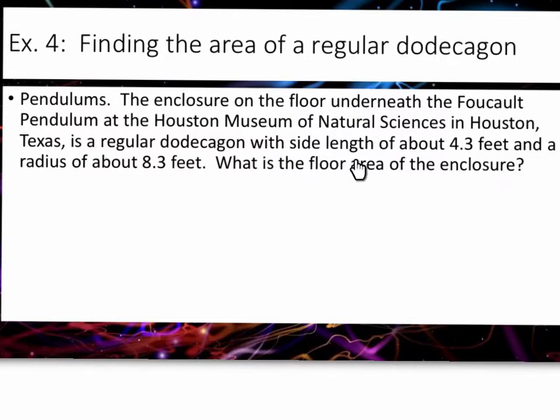So, let's see. They gave us a side length of 4.3 feet. That is awesome, because if I know a length, then I can find the perimeter. And then they gave us a radius of about 8.3 feet. So, if it's the radius, usually that ends up being our apothem as well. So, let's go ahead and take a look. Let's see if that is the case. If not, we might have to use some trigonometry to help us.